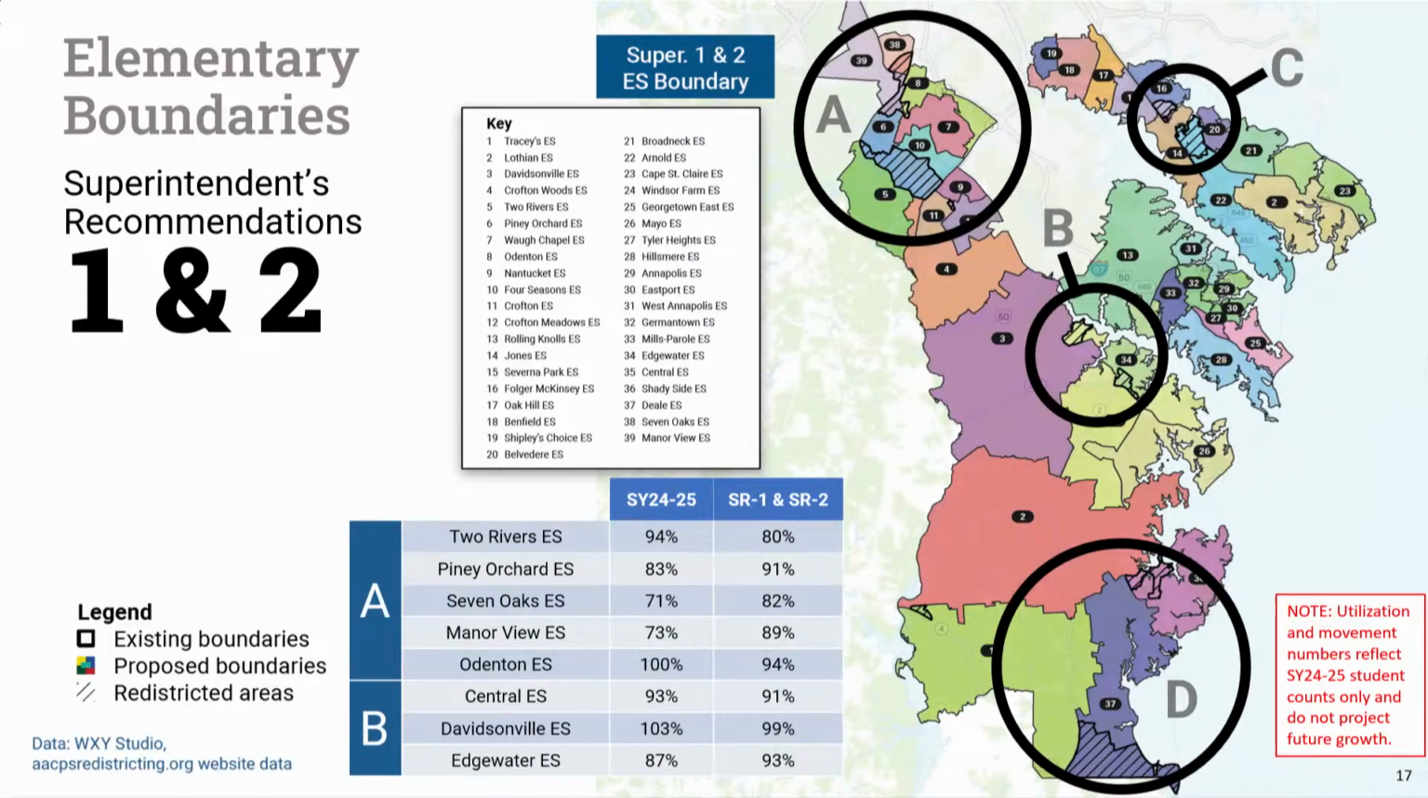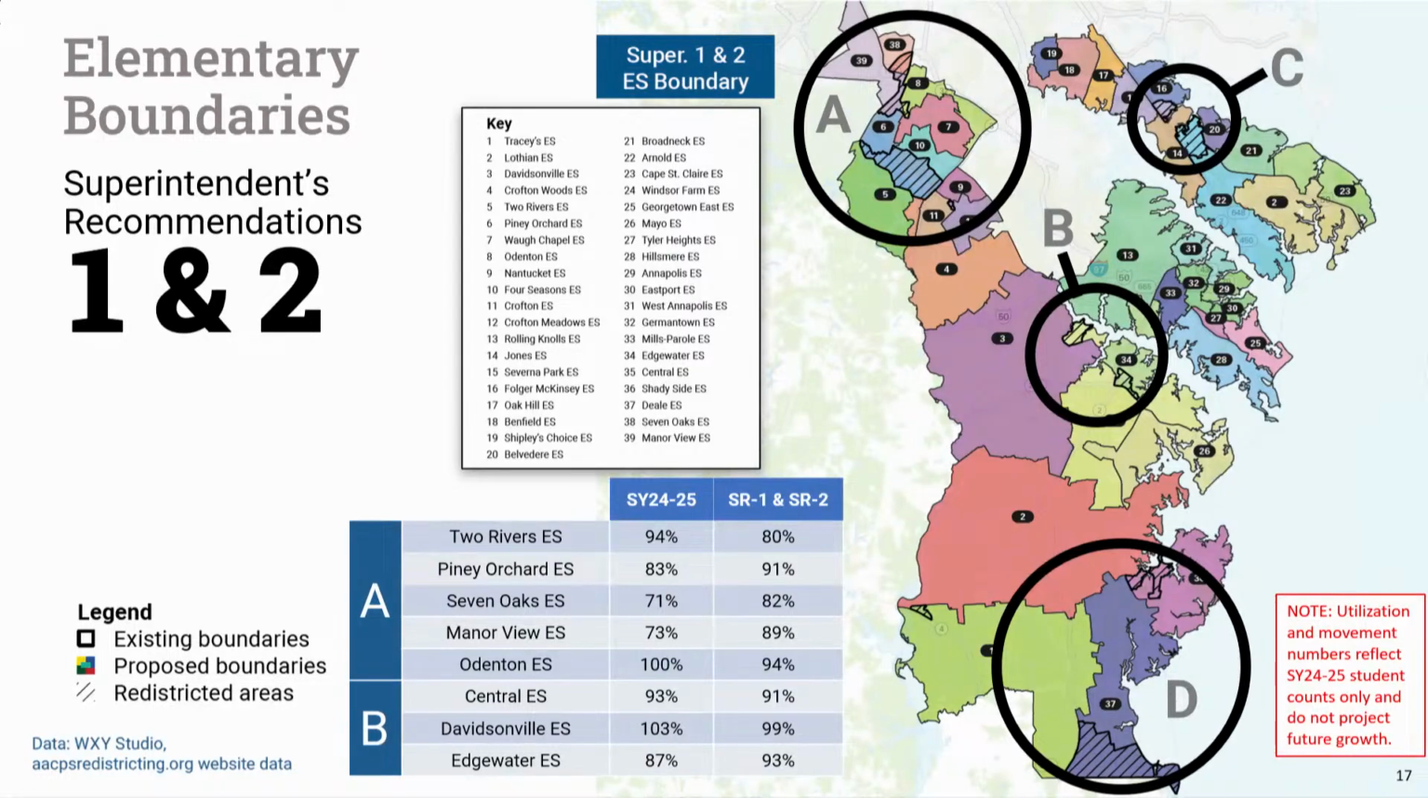In Area A, significant adjustments are observed within the Arundel, Crofton, Meade clusters. Due to ongoing residential development in this region of the county, a review of the boundaries for Two Rivers Elementary School and Piney Orchard was deemed necessary. Additionally, in response to increased residential growth near the Odenton Town Center, boundary modifications were implemented among Odenton, Manorview, and Seven Oaks Elementary.